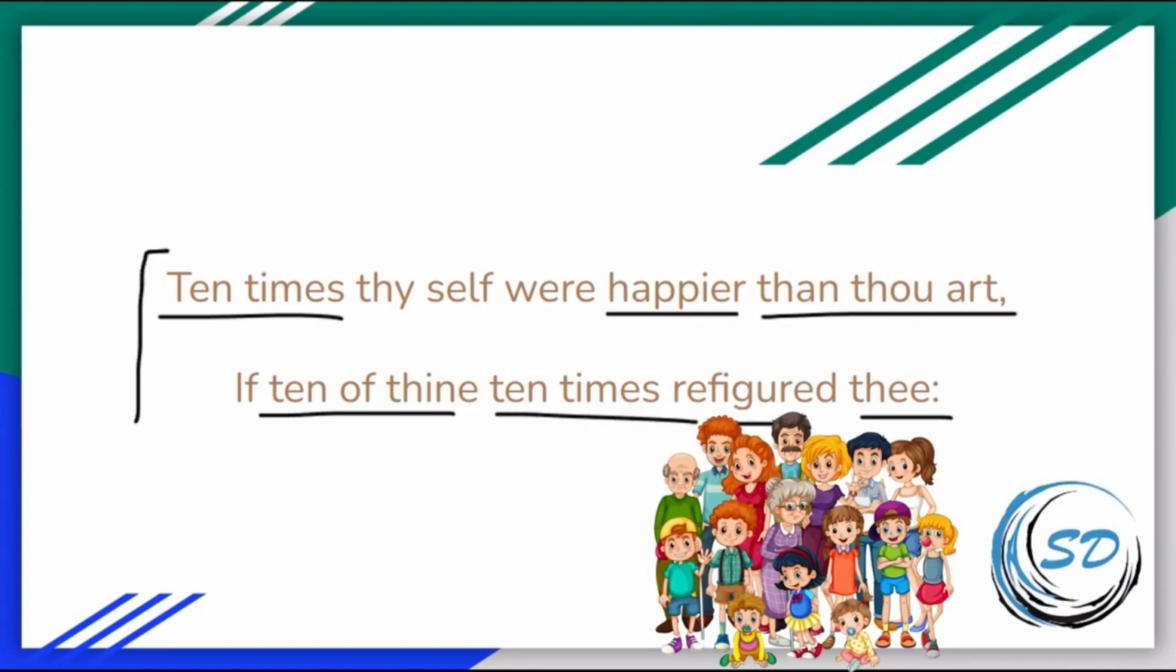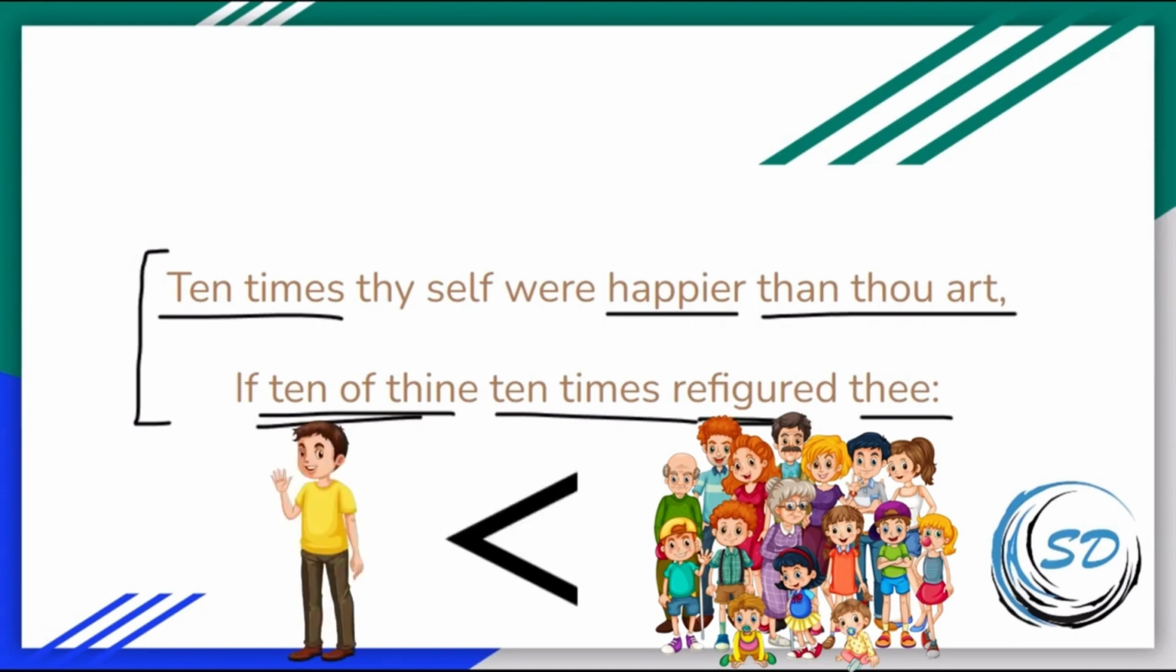to emphasize the exponential happiness that can be achieved through procreation. He suggests that if ten individuals, each carrying the subject's essence, were to reproduce and create another generation, the resulting happiness and fulfillment would surpass what the subject could achieve alone.